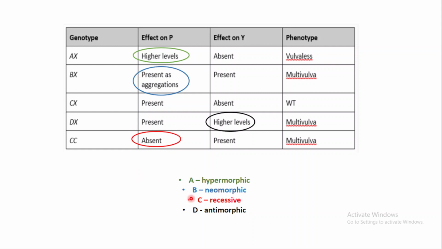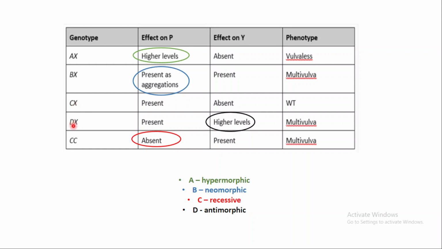And then B, if you see, effect on P is a different effect. Here we see this is present as aggregations. An effect on Y is present and we therefore get a multivulva phenotype. So you see this is a different new effect that the allele B is bringing onto the gene X, right? So B is a neomorphic allele of gene X.